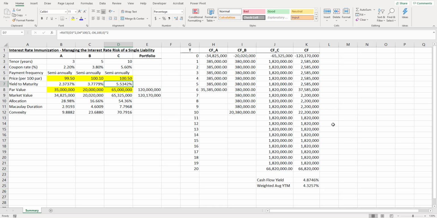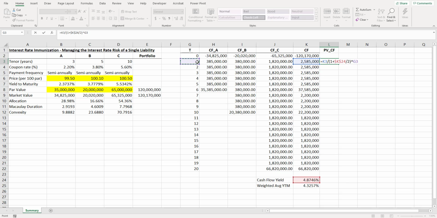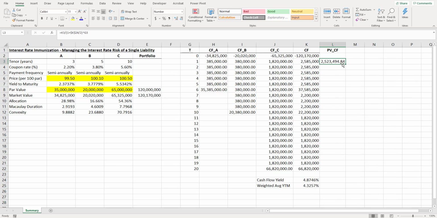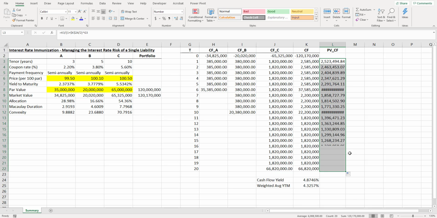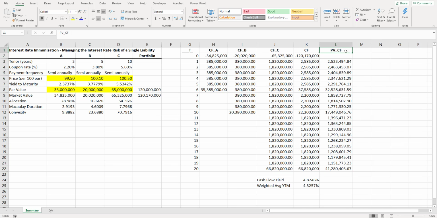Now let's proceed. Other things that we can do is I can now compute the PV of the cash flow. So what I'll do is I'll take this cash flow and divide by 1 plus the cash flow yield, divided by 2 for half a year, and then to the power of T. This is for one semi-annual period, and then I'll just drag this down. So we have the PV of each cash flow.